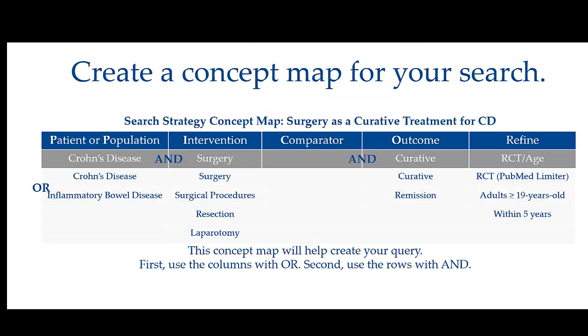Once you have identified the components of the PICO question, rearrange them into a concept map using synonymous terms comprised of keywords and medical subject headings, or MeSH terms. Using the MeSH database in PubMed helps identify these terms, as we will see momentarily. Let's examine this concept map more closely.